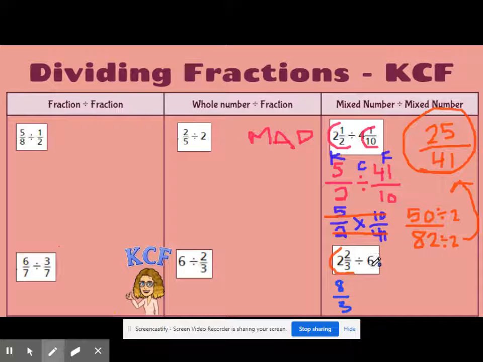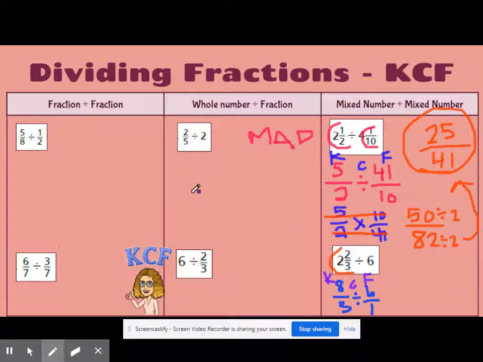This doesn't have a top and a bottom either. It's a whole number, so I need to put it over 1. So I've rewritten the original problem so everything has a top and a bottom. Now I can keep, change, flip.